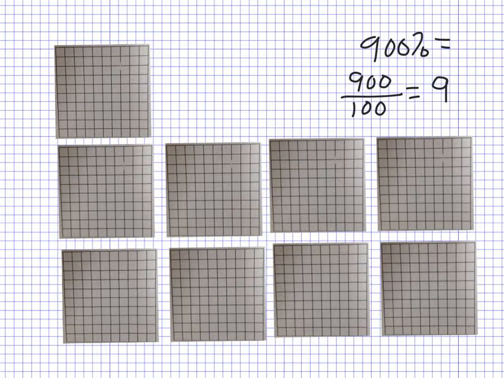I would need 9 10 by 10 grids. And I would have to color in all 9 of these completely in order to have 900%, because that's over 100%. Matter of fact, it's 9 times that amount.